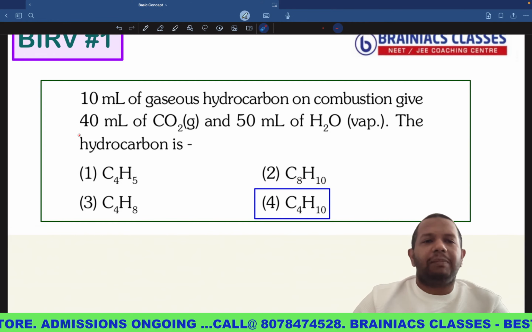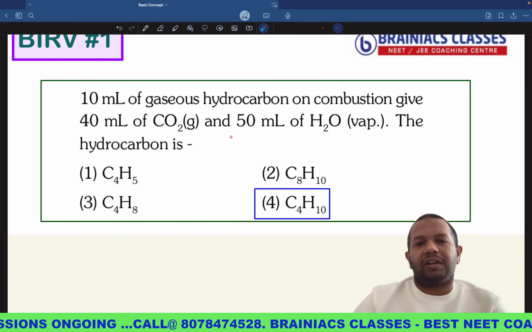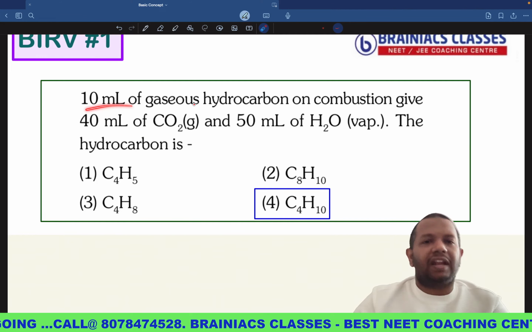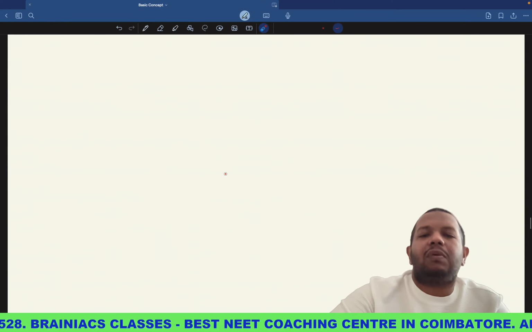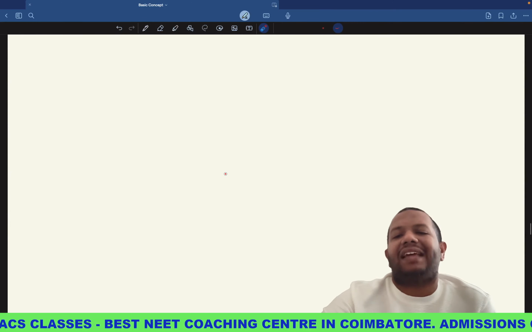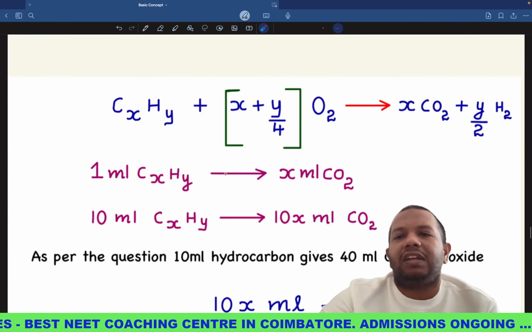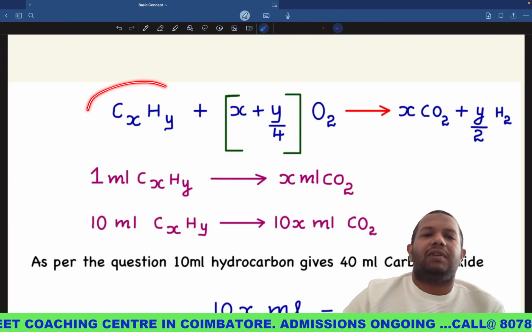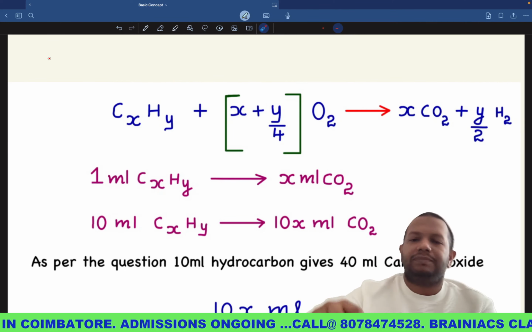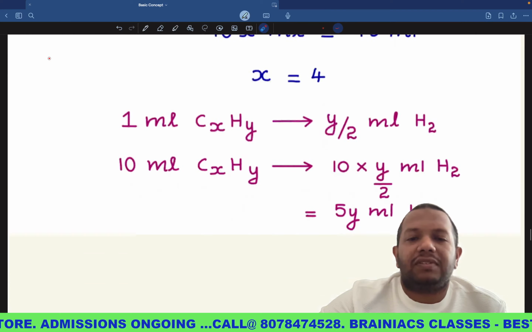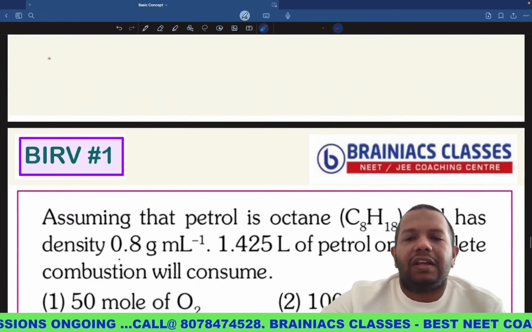So it's already mentioned 40 ml of CO2 is obtained and 50 ml of water is obtained when 10 ml of gaseous hydrocarbon is there. You just need to know this equation to find out what x and y are. Clear? So this equation, please remember, very important. Then you can easily solve this question. I hope it is clear for you.